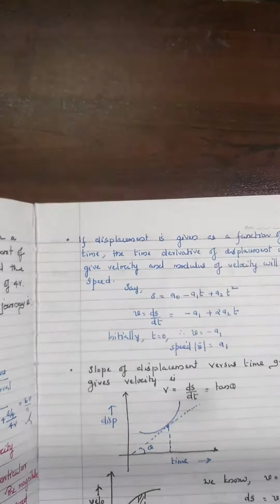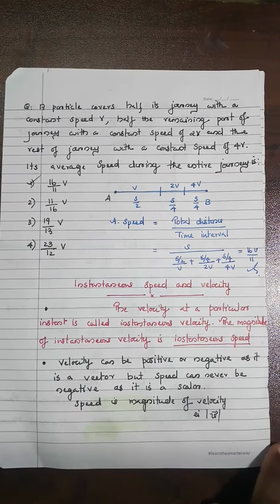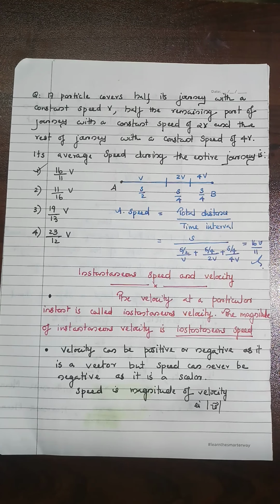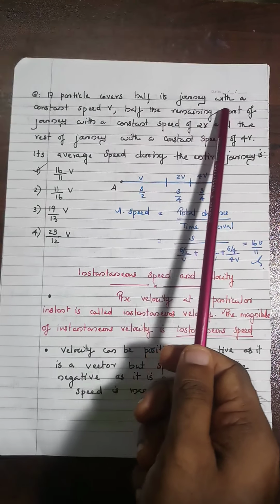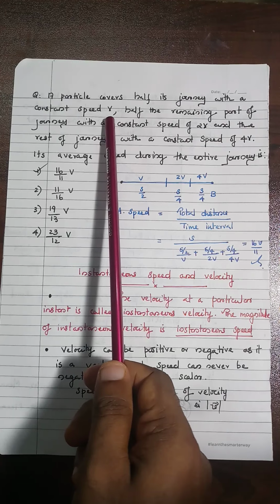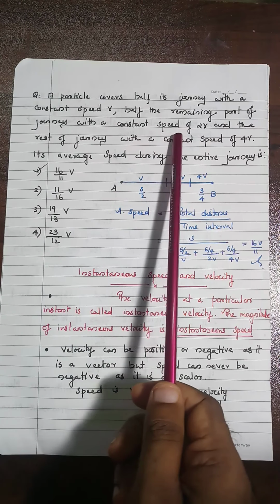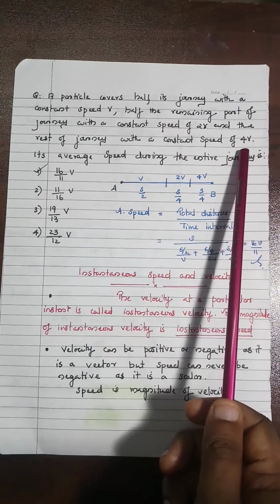We can go with one important question regarding the average speed. Please read it carefully. A particle covers half its journey with a constant speed v, half the remaining part of the journey with a constant speed of 2v, and the rest of the journey with a constant speed of 4v.